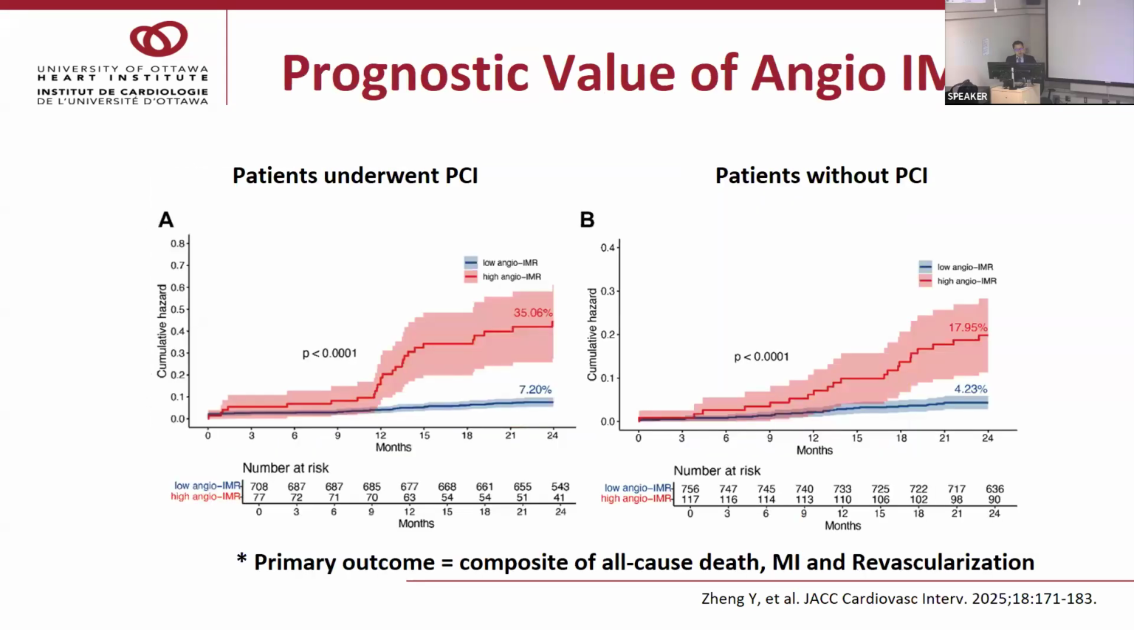More recently, it was found that angio-IMR has prognostic value. This is a paper published in JACC Intervention this year. It was shown that angio-IMR is a prognostic marker in patients with obstructive and non-obstructive CAD, regardless of the application of PCI. So this result has a great impact on our daily practice because it's easy to do post hoc analysis for angio-IMR. I believe this technology will be widely used in the future.